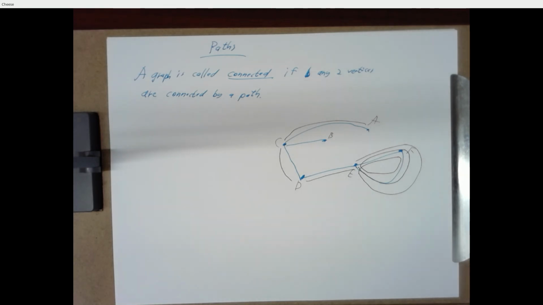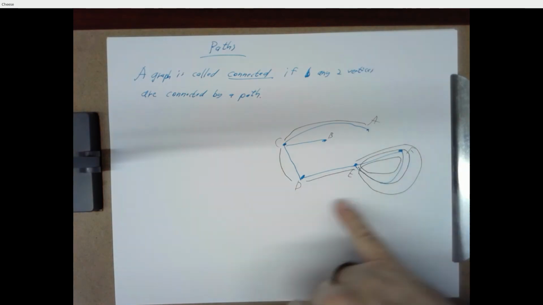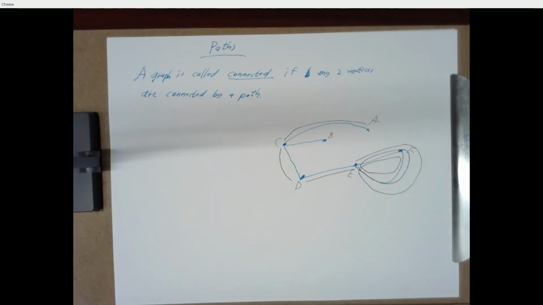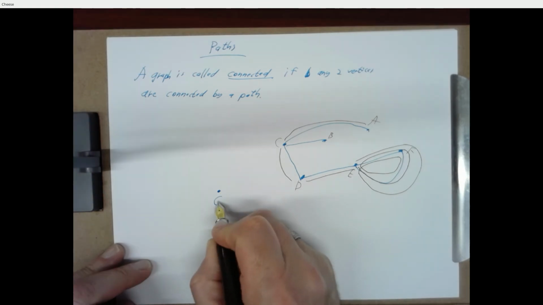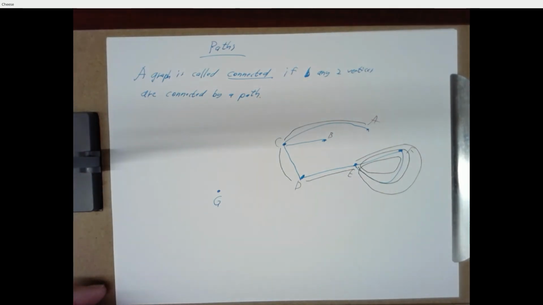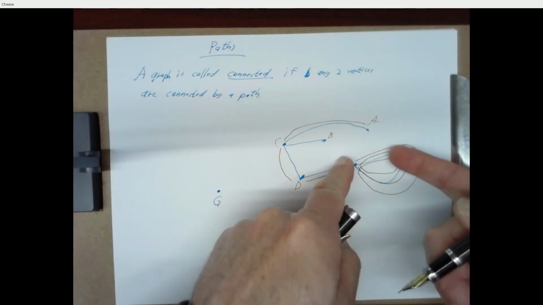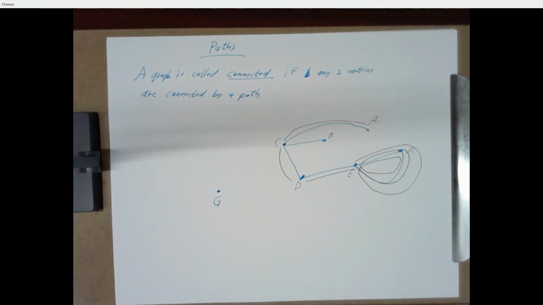All right, so a graph is connected if between any two vertices you can get from one to the other along a path, which means if we throw in an extra vertex over here, this is no longer a connected graph. This is a connected graph, this is a connected graph, but the whole thing, right? We have no path from G to D, for example.